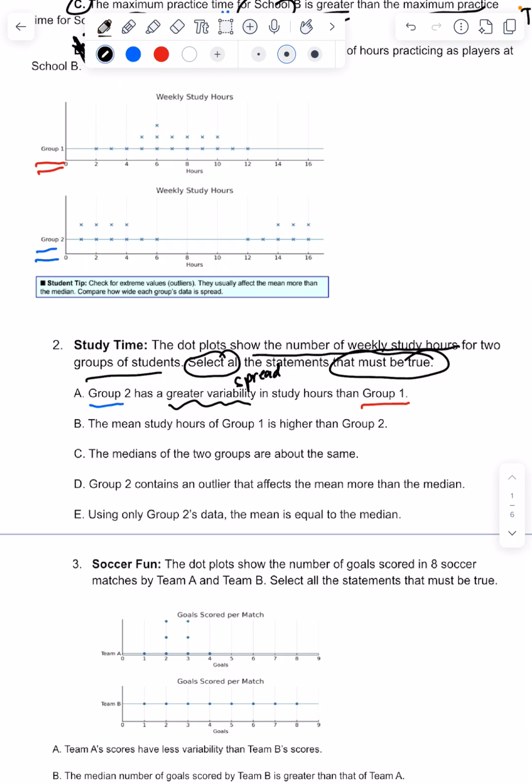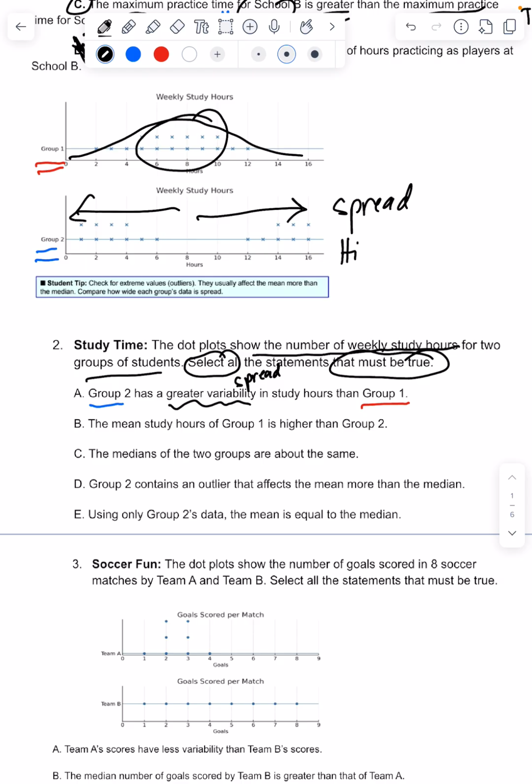If we look at group 1, we see that most of it is still kind of centered, versus here, we could see that there's a higher spread, right? So that means that we have a high variability, right? So there's a lot of spread. So in this case, yes, that is true. Group 2 does have a higher spread.